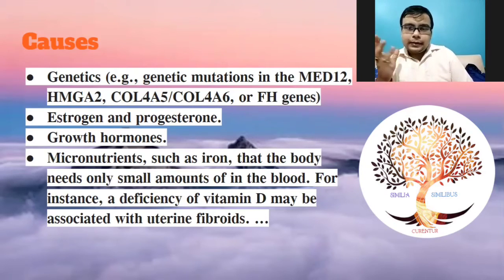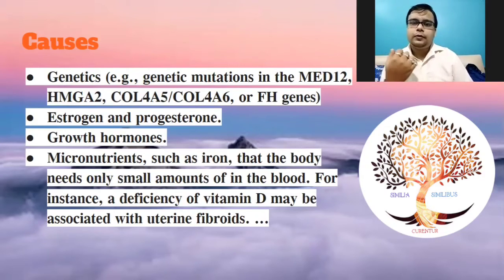And second, as I said, any problems in the HPO axis can produce diseases related to the menstrual cycle. So another reason is estrogen and progesterone imbalance. The third one is excessive stimulation of growth hormones. Whenever there is an excessive stimulation of growth hormones by the pituitary, it might produce fibroids.